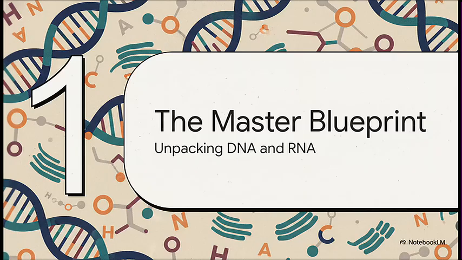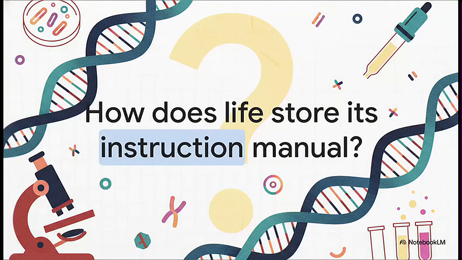All right, to really get a handle on genetics, you got to start at the beginning with the master blueprint itself. This is the fundamental instruction manual for every single living thing on the planet. Which leads to this massive question, right? How does life actually store its instruction manual? I mean, for decades, this was one of the biggest puzzles in all of biology. And the answer, well, it changed everything.